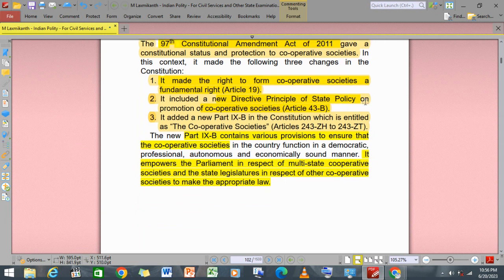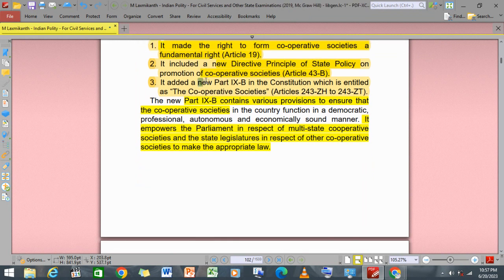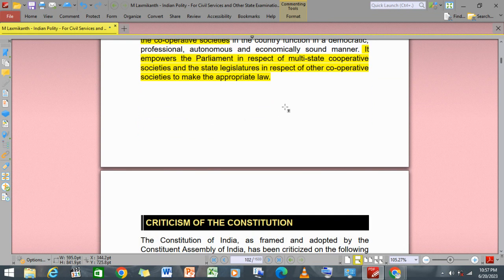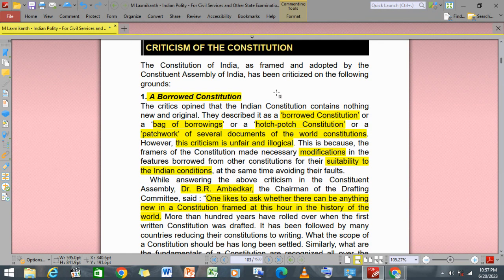That means it is also a directive by the constitution to any present government to promote cooperative societies. And then a new Part 9B has been added to the constitution, entitled the Cooperative Societies. These are all the things given. Okay, we don't have to read it all. Part 9B empowers Parliament to make appropriate laws for multi-state cooperative societies, and the state legislatures in respect of other cooperative societies.